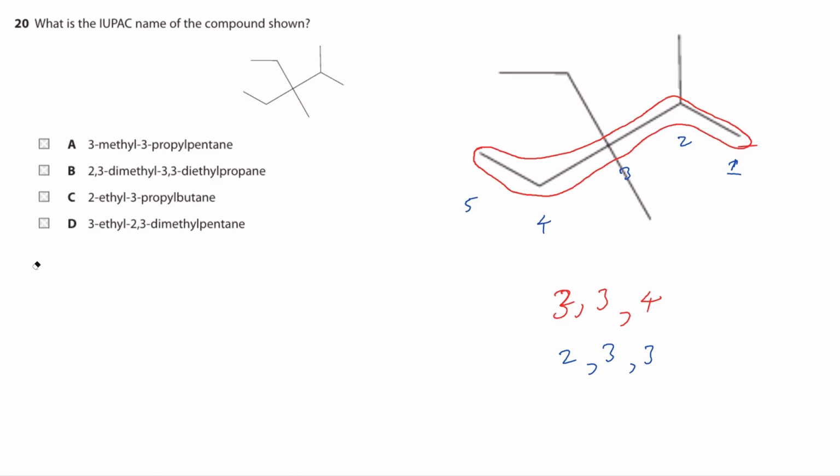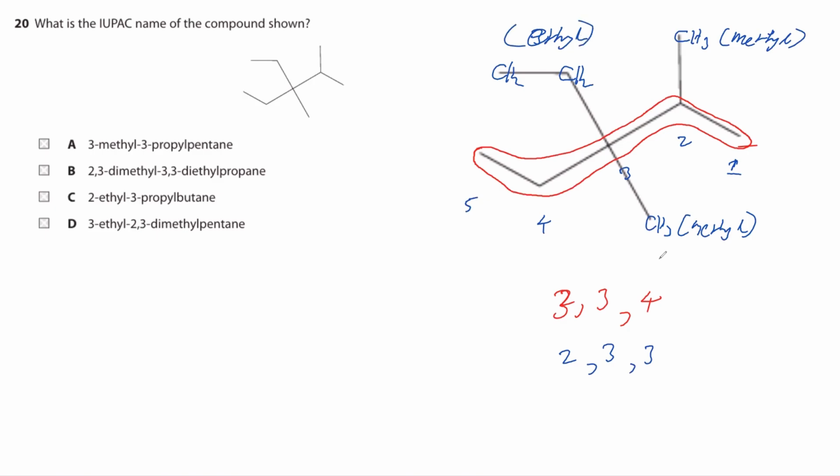Now I can see what groups are attached here. In the second carbon there's a methyl group attached. In the third carbon also there's a methyl group. And we have a CH2CH3 group, so that means it's an ethyl group. In the third carbon there's an ethyl group attached.